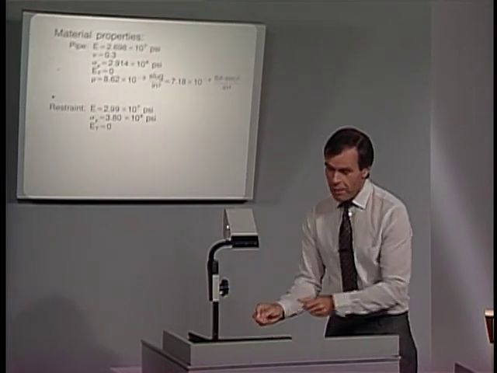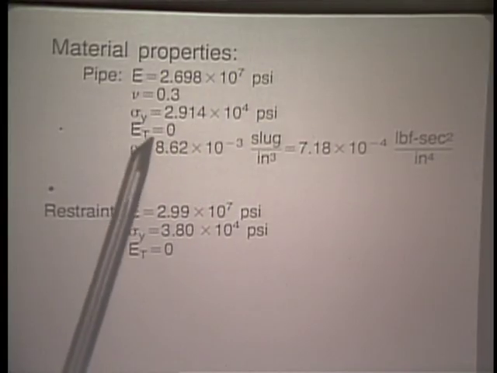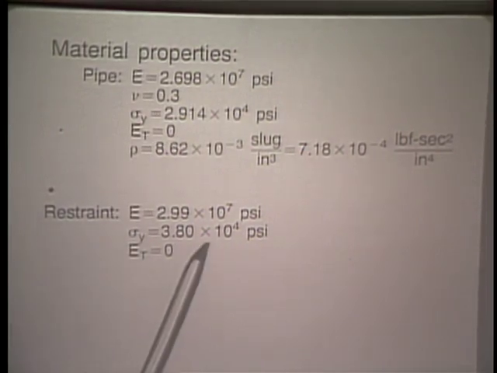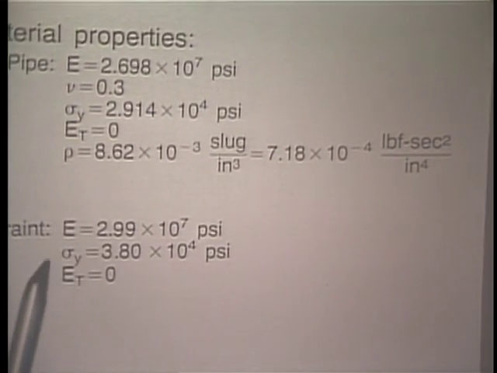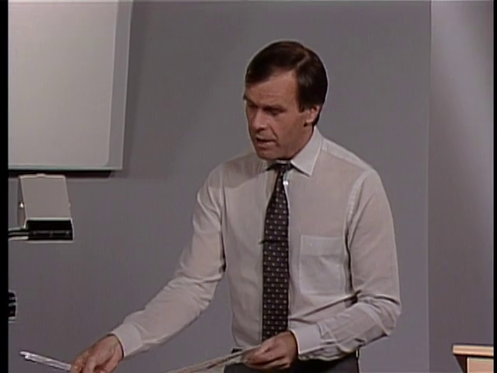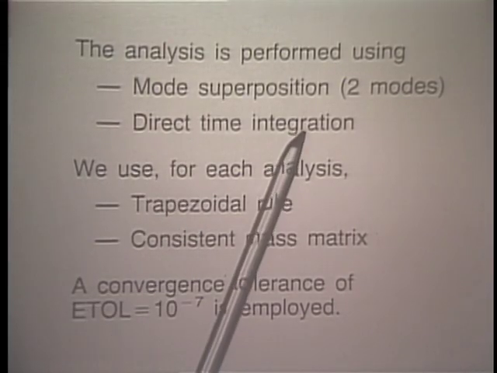The material properties for the pipe are listed here. Notice the material property corresponding to the elastoplasticity. We assume no strain hardening. And for the restraint, again, the restraint also is modeled as an elastoplastic material. The analysis performed in this particular case used mode superposition with 2 modes and direct time integration.